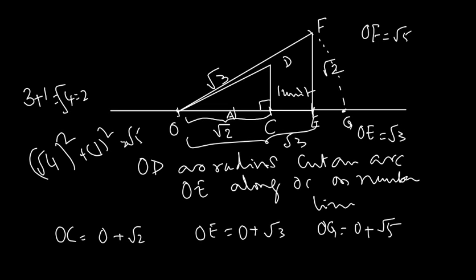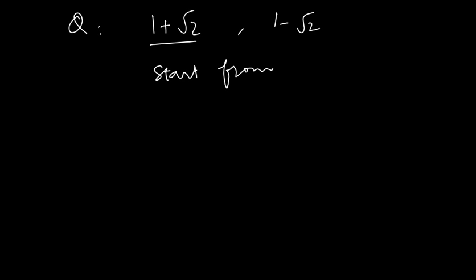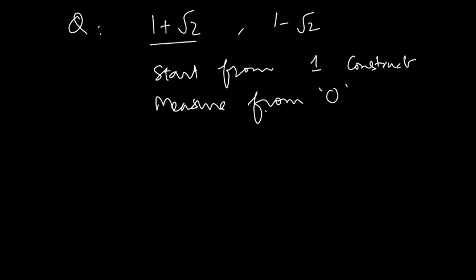So what if we want 1 plus root 2? Let's suppose we have a question. I would need to represent 1 plus root 2, or I need to represent 1 minus root 2. First of all, whether minus root 2 is possible, right? Definitely can have. So for 1 plus root 2, you start from 1. Do the same thing. Start from 1, construct the same thing, but measure from 0.